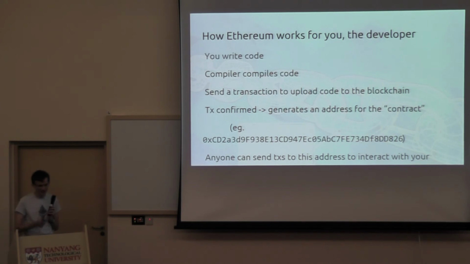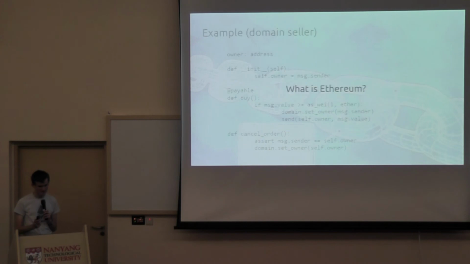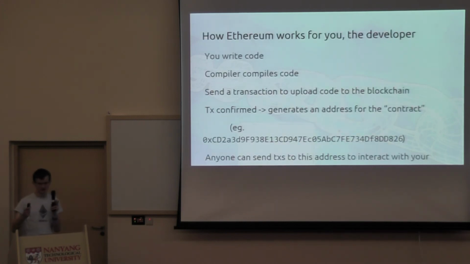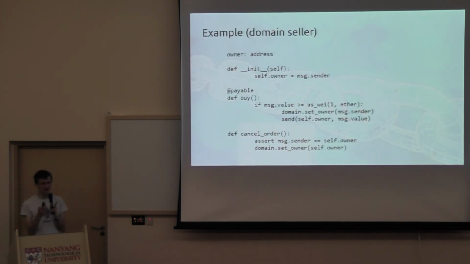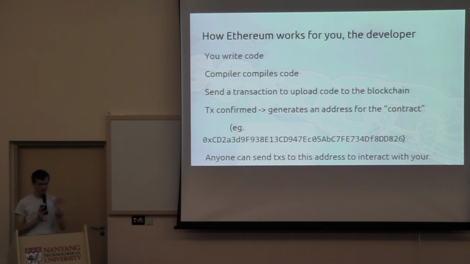So here's how Ethereum works for you, the developer. It's pretty simple, right? Step 1, you write code. Step 2, the compiler compiles the code. The compiler converts the Viper code or the Solidity code or the LLL code or whatever language you use into EVM code, basically compact bytecode. Step 3, you send a transaction which contains that code to upload the code to the blockchain. When the transaction is confirmed and the code gets uploaded, the system generates an address and creates a contract at that address.